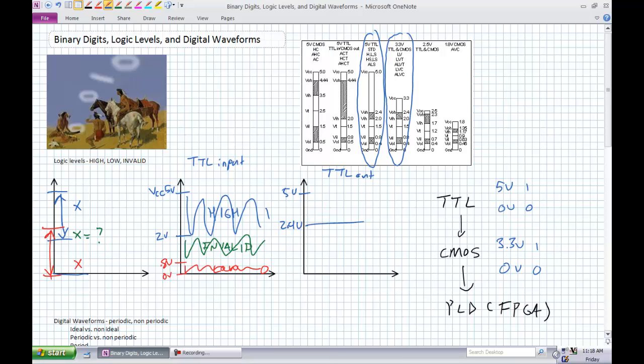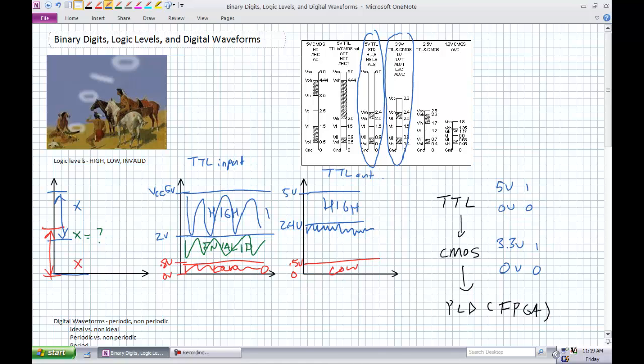That's your acceptable output there. And then, let's use a different color. 0.5 volts, 0 volts. So low, high. So there are 2 standards, one for the input, one for the output. Why are there 2 standards? Well, what this is allowing us is a little bit of noise margin here.